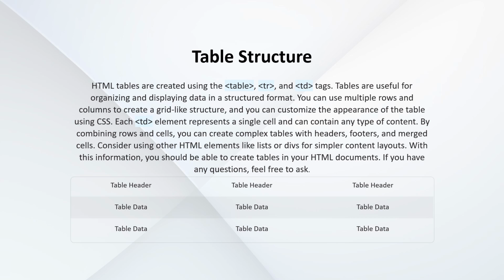The overall structure and presentation of the table can be refined using additional elements such as caption, colgroup, and various styling attributes. Through this hierarchical arrangement, HTML tables provide a flexible means of organizing and presenting tabular data on web pages.